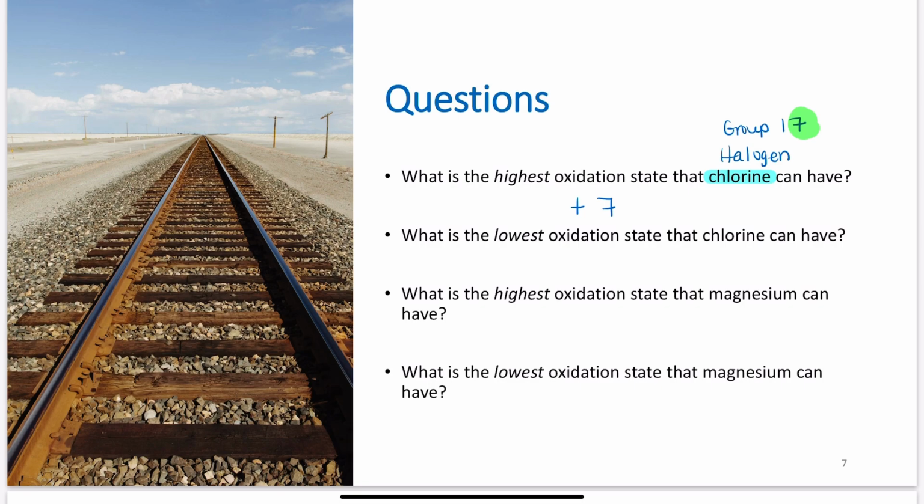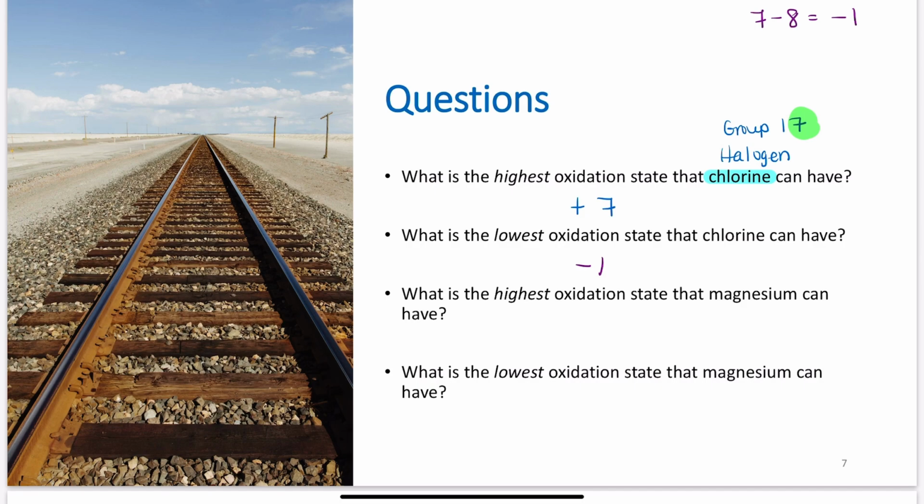What's the lowest oxidation state that chlorine can have? Well, it's that old group number minus the number 8, or a negative 1. Which shouldn't surprise me, right? Chlorine wants to gain 1 electron to be like a noble gas. So the fact that chlorine can gain 1 electron and have a negative 1 oxidation state is not surprising to me.